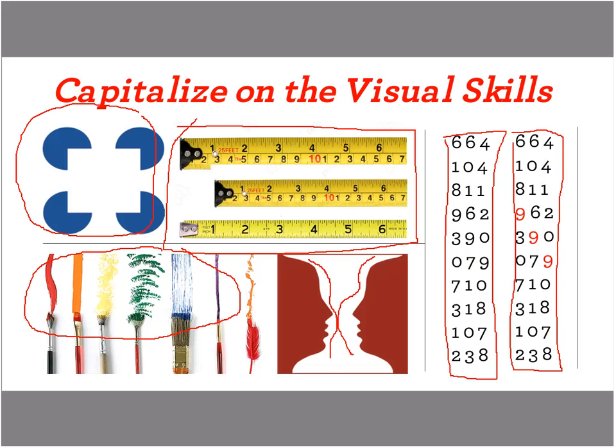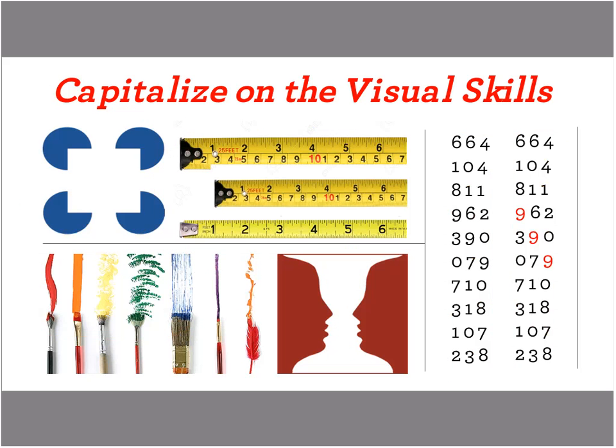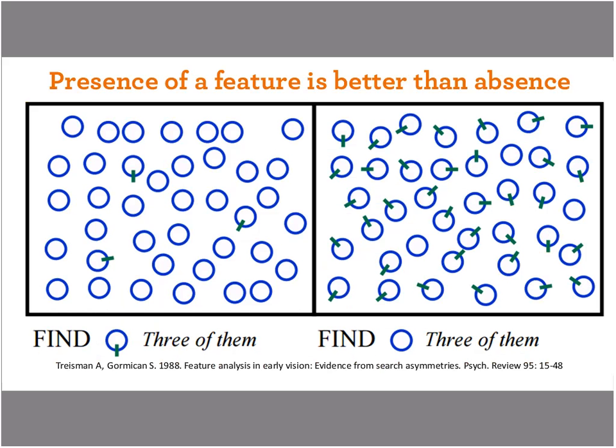And there is a term for this, which is the wonky term: pre-attentive processing. But one of our favorite versions of it is what's called presence versus absence. Presence being a much better feature than absence.